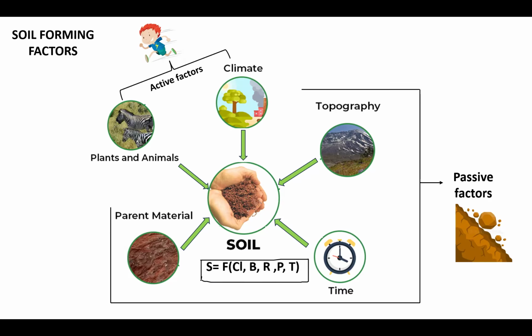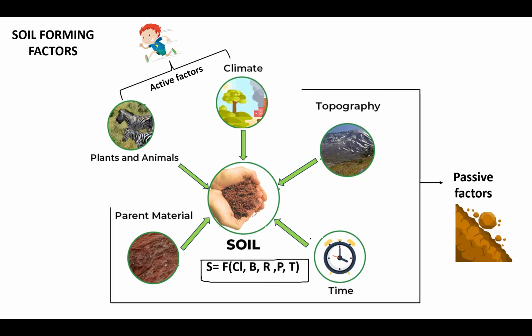Mostly, in short, we call it CLORPT, where S indicates soil, F is your factor, CL is your climate, B is biology, that is plant or animal, R is your relief, which means topography, P is your parent material, and T is your time. This is how we represent the five soil forming factors in short.